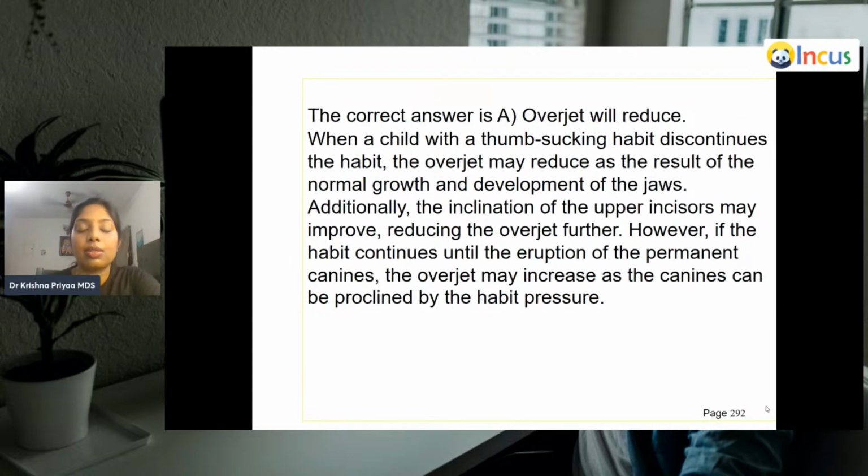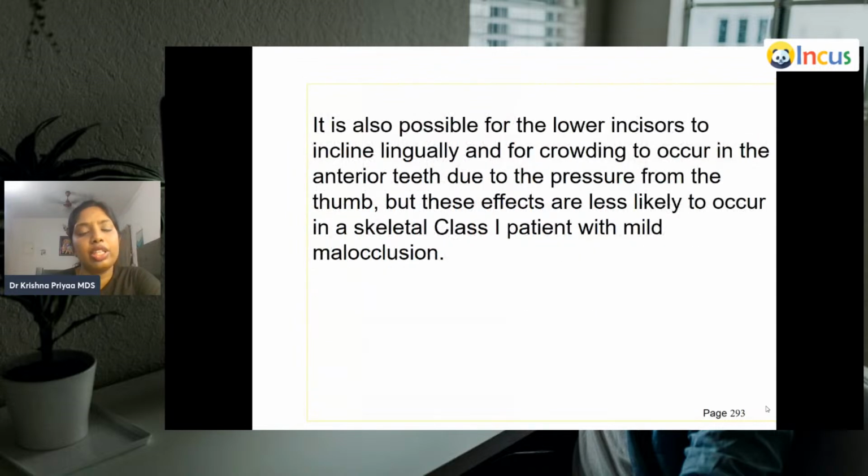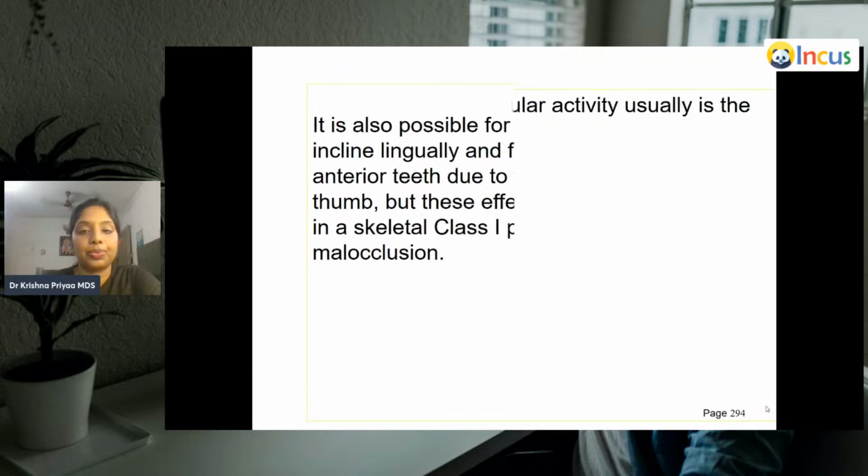Generally, it's an ugly duckling stage, so a slight spacing is quite normal. Inclination of upper incisors may improve, reducing the overjet further. However, if the habit continues, then it will worsen the scenario. It is actually possible for lower incisors to incline lingually and for crowding to occur in the anterior teeth because of the pressure from the thumb. But these effects are less likely to occur in a class 1 with mild malocclusion. So skeletal class 1 is also another key word to be noted here. Whatever they've said is also possible, but it also needs a skeletal component to worsen it. Since the skeletal component is normal, then we can go for this option.